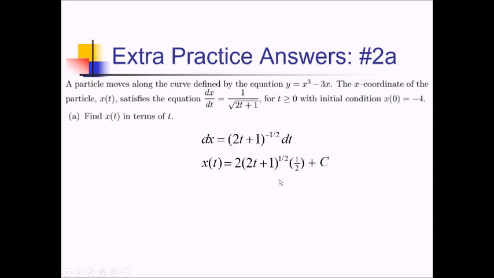At this point, the 2 here and the 1/2 end up canceling. We just have the square root of 2t plus 1.